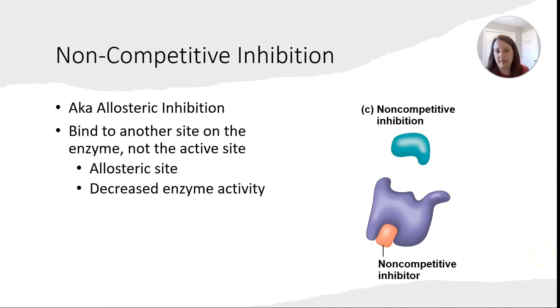And then there are non-competitive inhibitors, which we would also call allosteric inhibitors. In this case, the non-competitive inhibitor shown here in orange is going to bind to the enzyme in a site other than the active site. We would call this position here the allosteric site. And what this does is it causes a change in the shape of the enzyme so that the regular substrate can no longer bind. And so again, that would cause a decrease in enzyme activity. So whenever you hear inhibition, that is a decrease in enzyme activity.